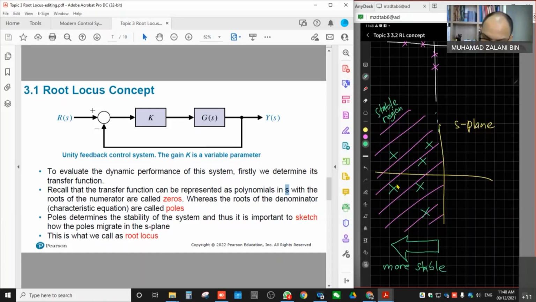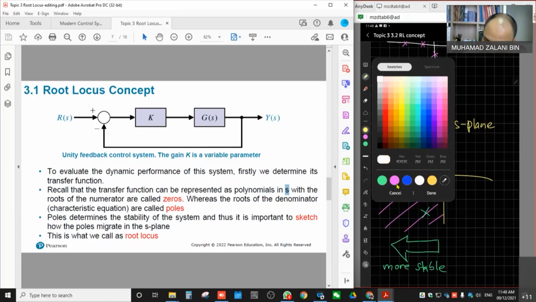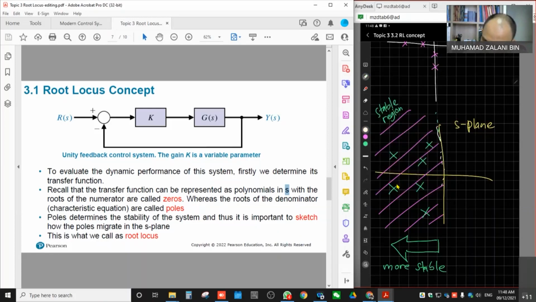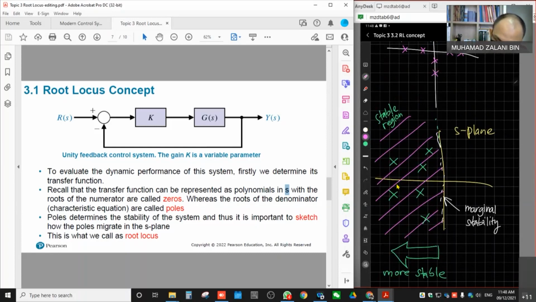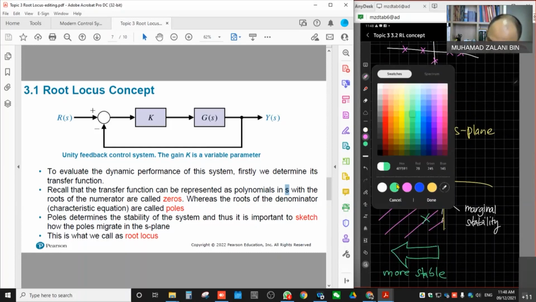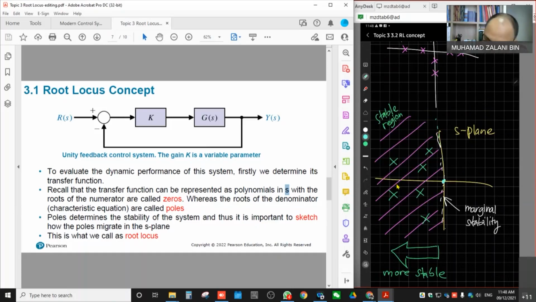Okay. Kalau kawasan ni, let's say kawasan ni yang dekat kosong untuk real axis ini, this is what we call as marginal stability ya. Okay, so origin kat mana? Siapa tak tahu origin dia buta mat lah. Okay. So origin adalah sini ya. So that is origin. Alright. So this is real axis.